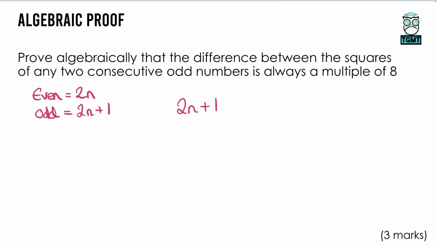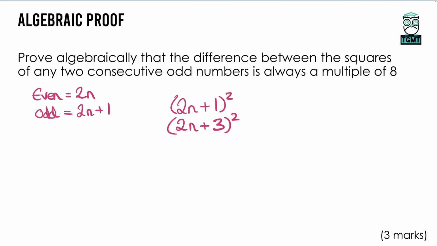The next odd number, we would add 2 to that, thinking about a number line. You add 2 to get between the odd numbers. So the next one would be 2n plus 3. Now it wants you to find the difference between the squares of these. So the squares of them, we would put them in brackets and square them, which is going to mean we've got 2 lots of double brackets to do.